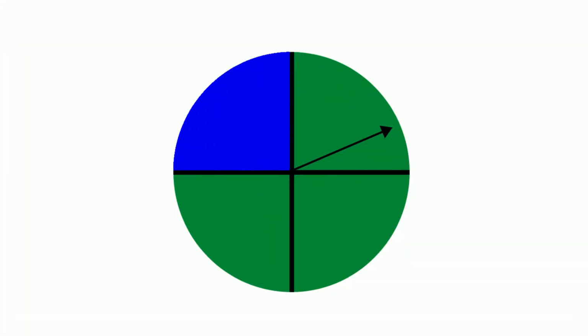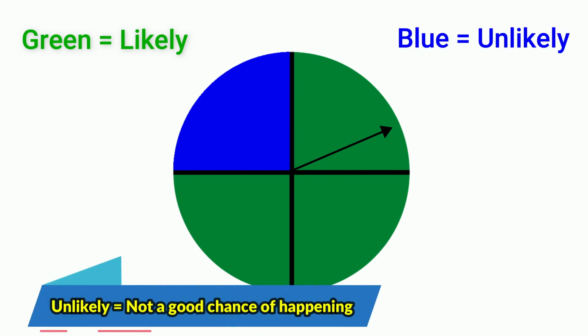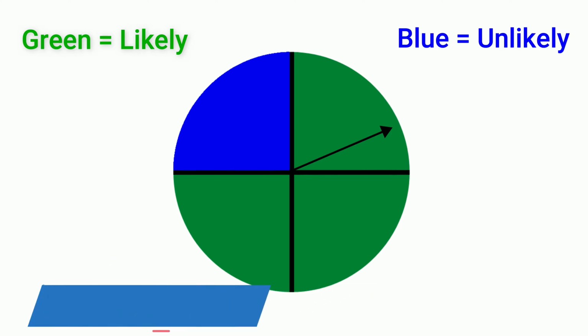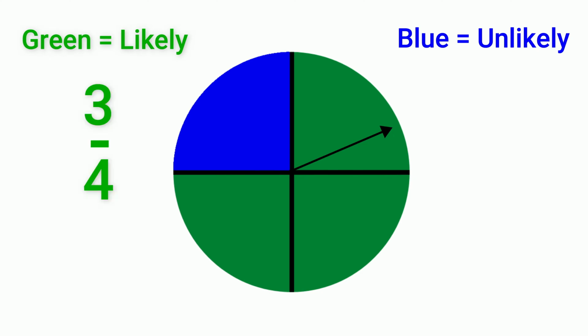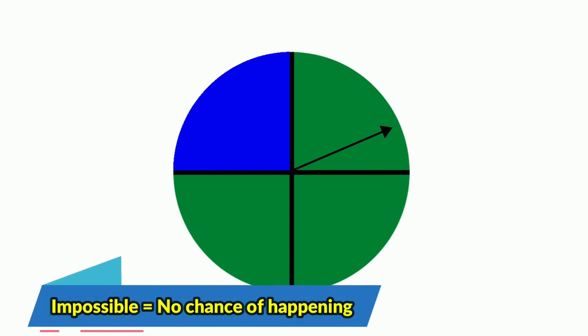Some games are played using spinners. The spinner on the screen shows a total of 4 sections. Spinning a green is likely and spinning a blue is unlikely. The probability of spinning a green would be 3/4. The probability of spinning a blue would be 1/4. We could also say that spinning a yellow would be impossible because it could not occur on this spinner.